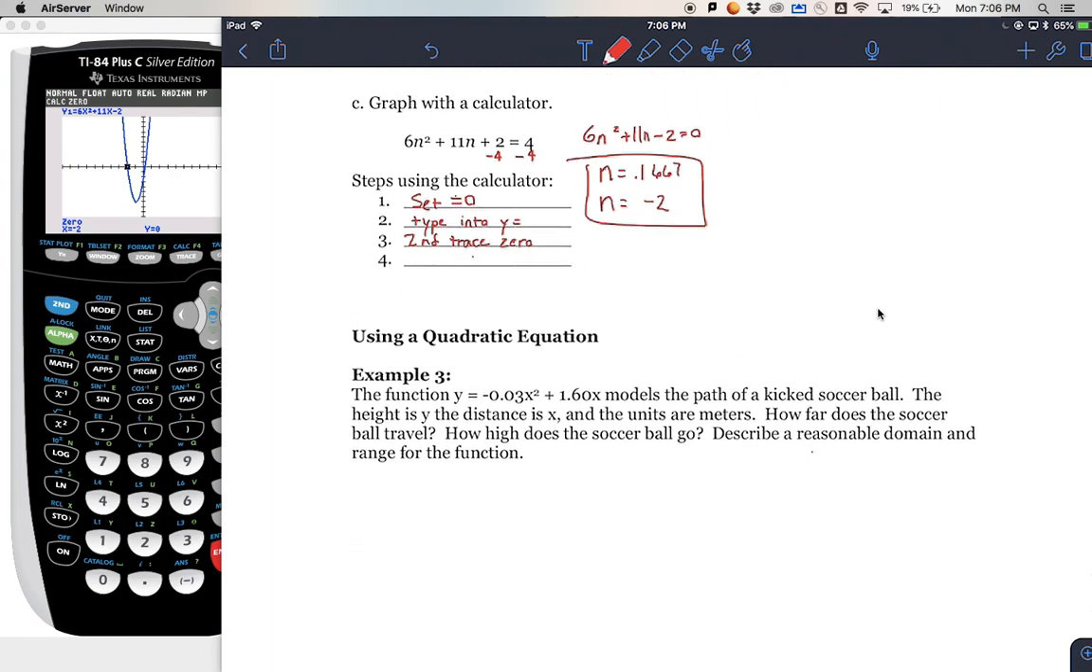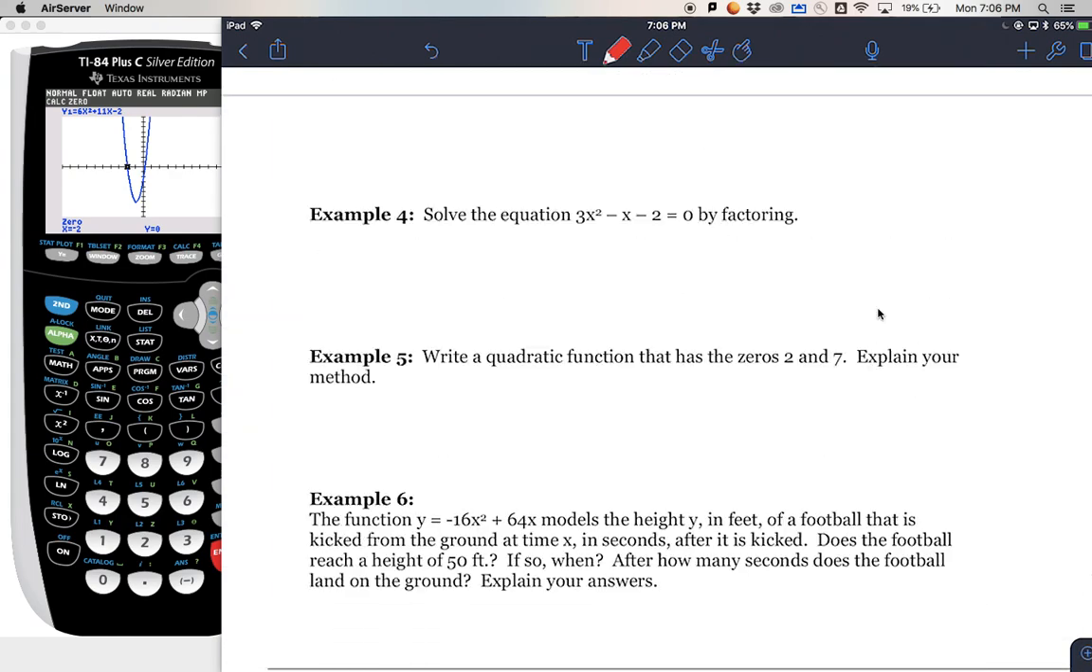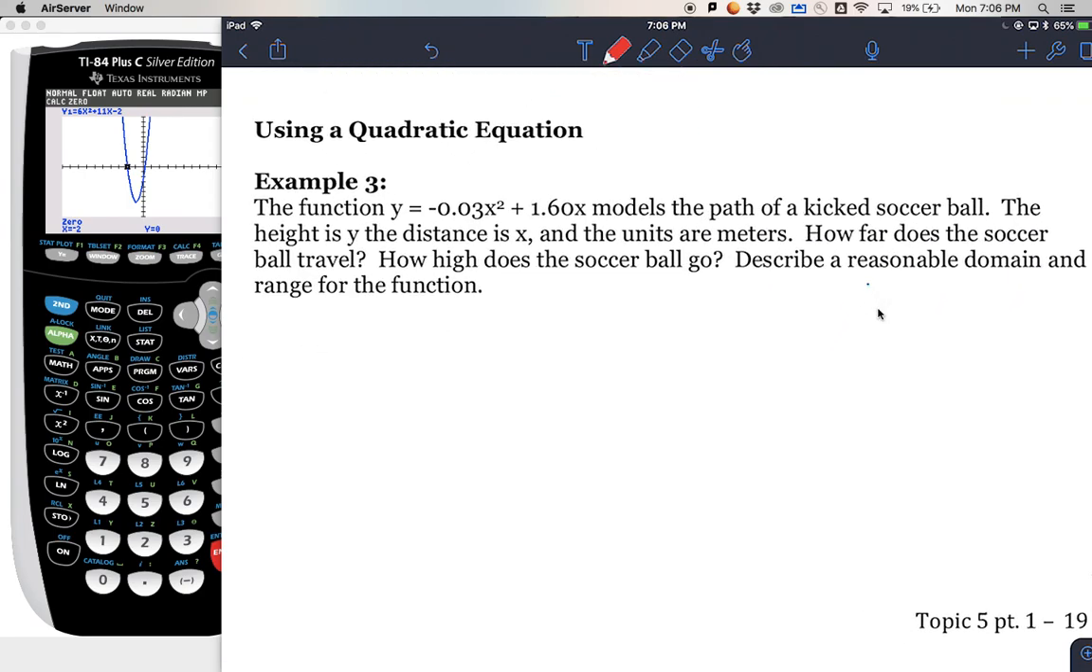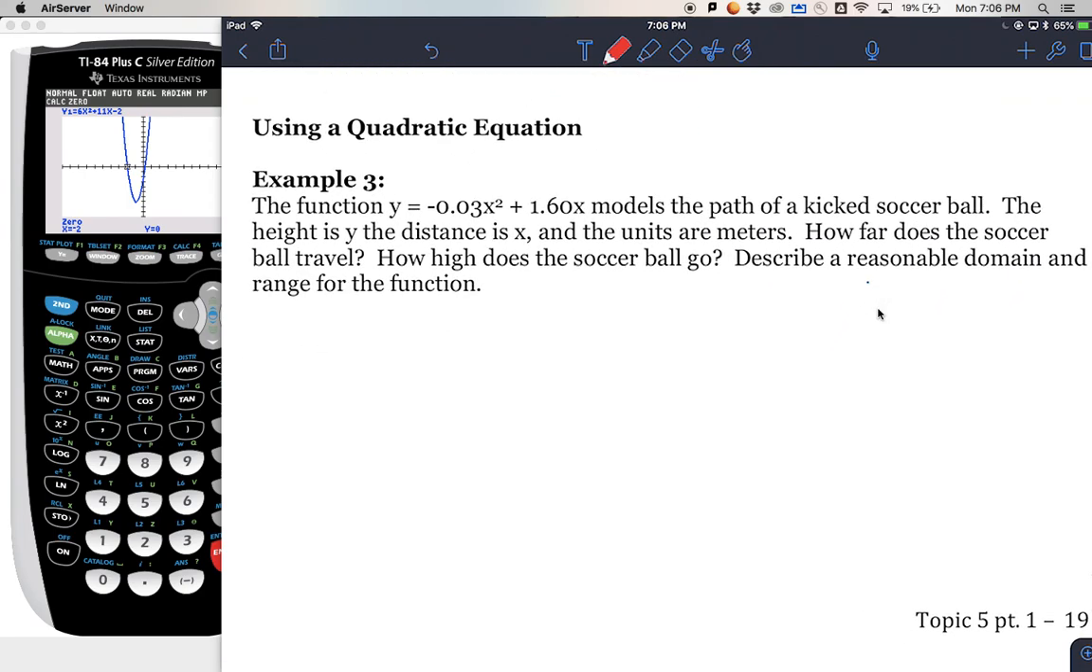So, all right, next few examples. I think you got a few word problems here that we're going to go ahead and do, dealing with your quadratic models, and then we're going to tie in some of the x-intercepts and the solutions to these. So look at this. You got the function right here, models the path of a kicked soccer ball. The height is y, the distance is x, and the units are in meters. How far does a soccer ball travel? How high does the soccer ball go? Describe a reasonable domain and range for the function.